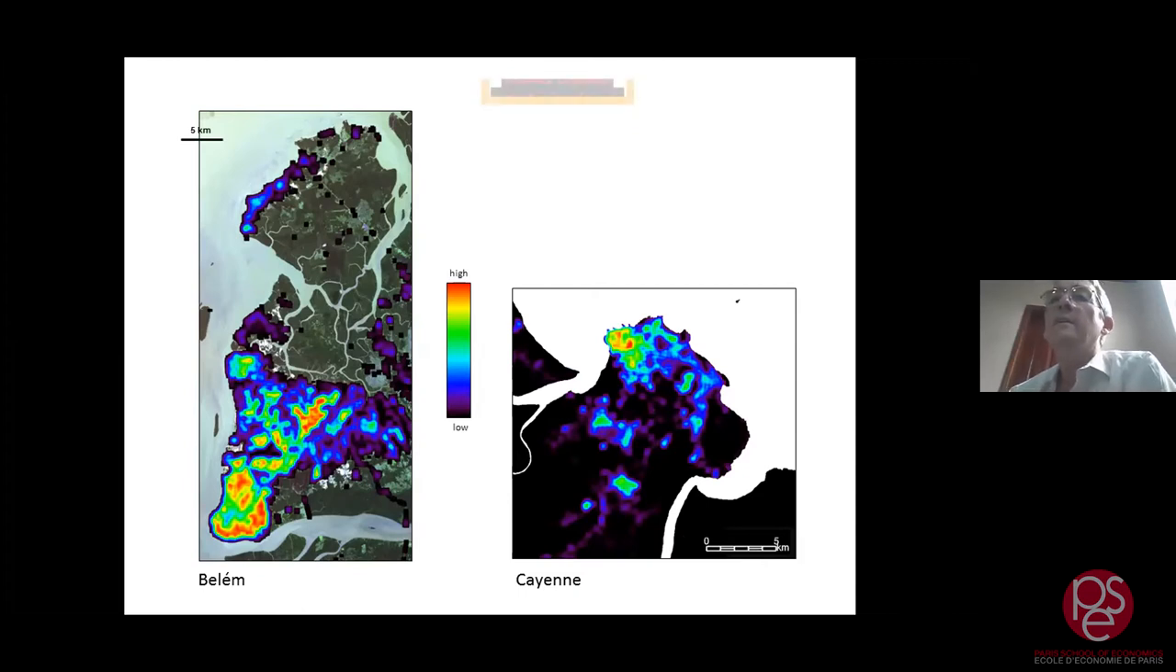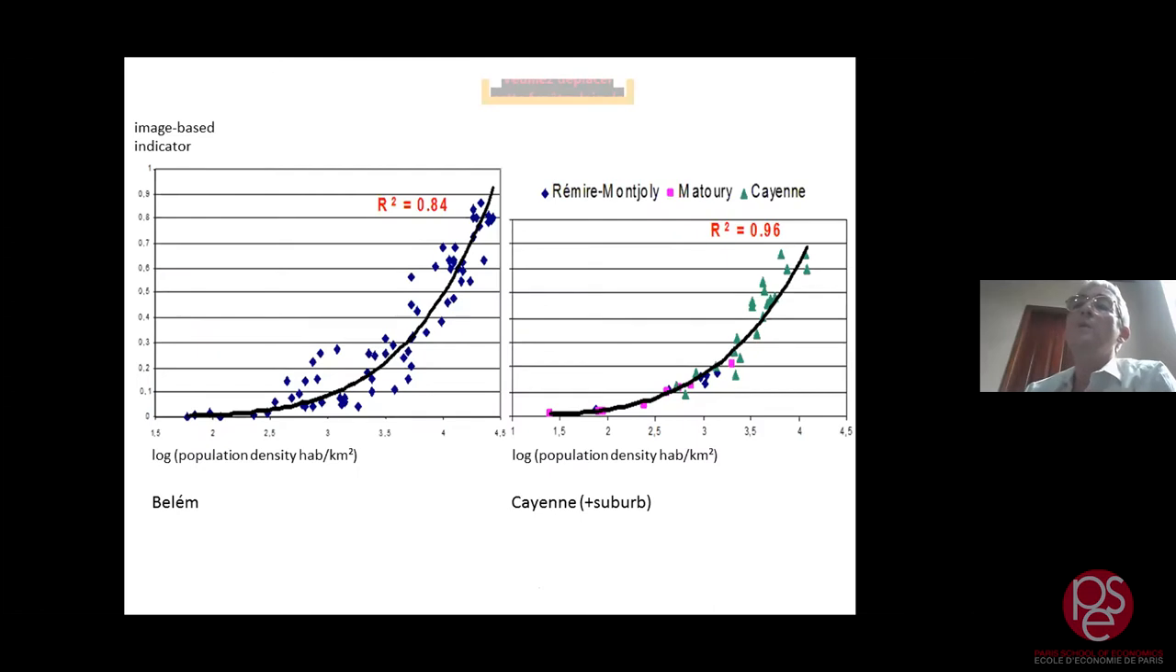And the result for the two cities, showing the data that were used, show that we had a correlation which is not so bad. We can see that the correlation is better for a smaller town like Cayenne, and this was observed in other cities. And our explanation is that in a big city, there are two causes.